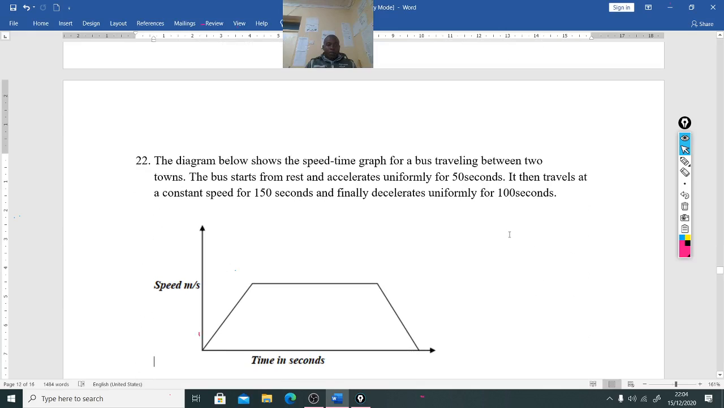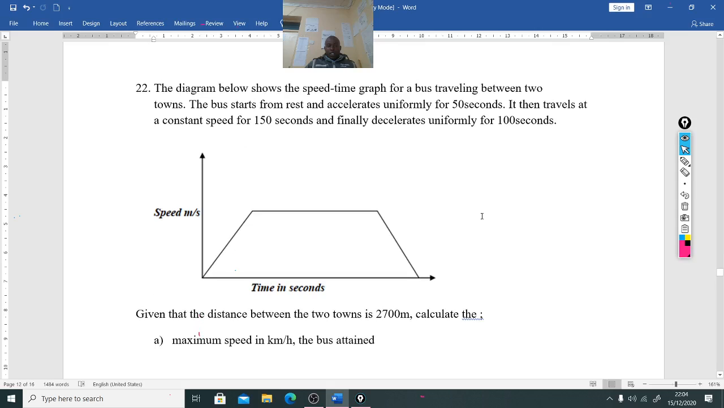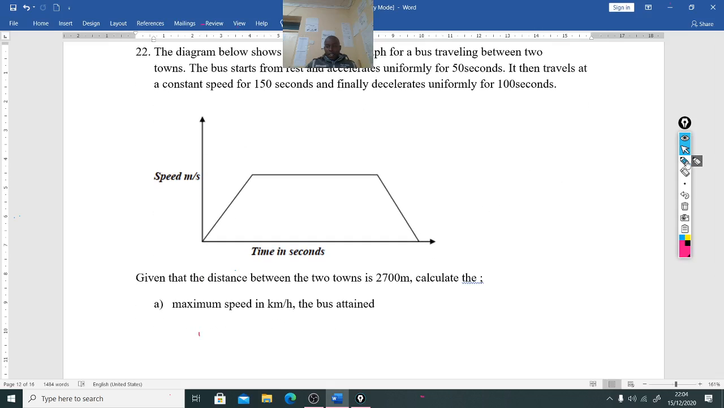The diagram below shows a speed time graph for a bus traveling between 2 towns, and the bus starts from rest and accelerates uniformly for 50 seconds. So that means from here at this point, this is 50.